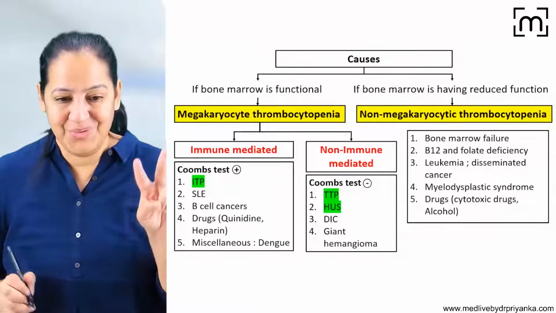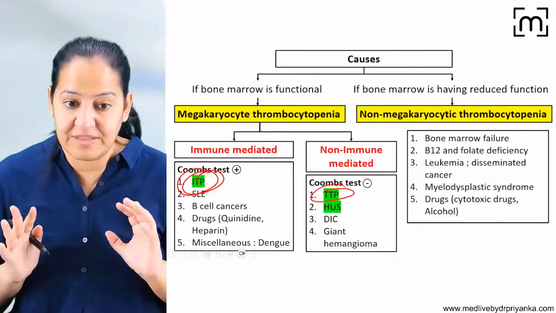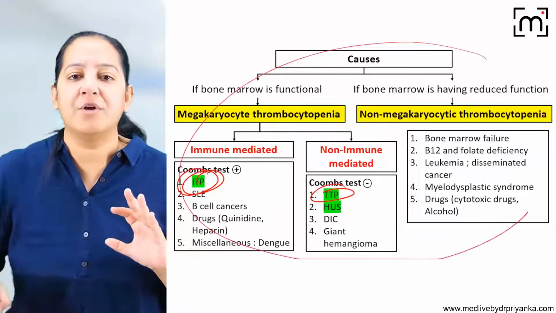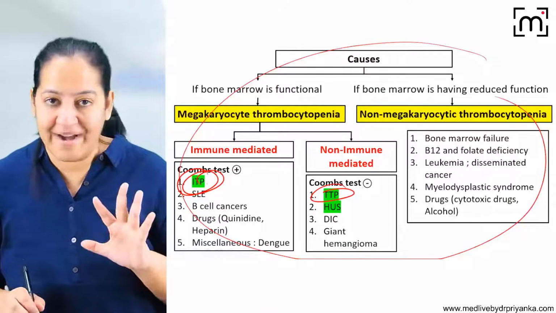So we are done with 2. Out of the 3, 2 are done. ITP is done. TTP is done. You may get a separate question on them. If you're getting a question on overall thrombocytopenia, you have to describe all 3. But if you're getting a separate question on them, you have to write that portion only.